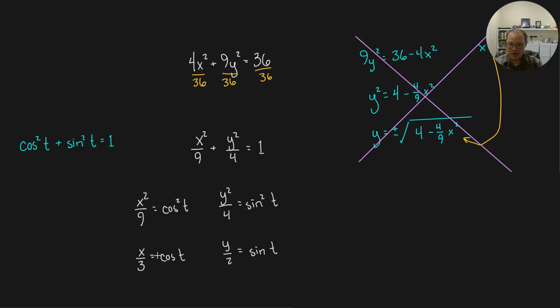Whether x over 3 is equal to positive cosine or negative cosine, when I square it, cosine squared of t will be x squared over 9, as long as whatever sign I have here is equal to x over 3. So since I get to choose, I'm going to choose the easier one. I'm going to choose positive. So this is my choice for x and y. That makes this happen, which makes this happen, so I'm guaranteed to get an ellipse.